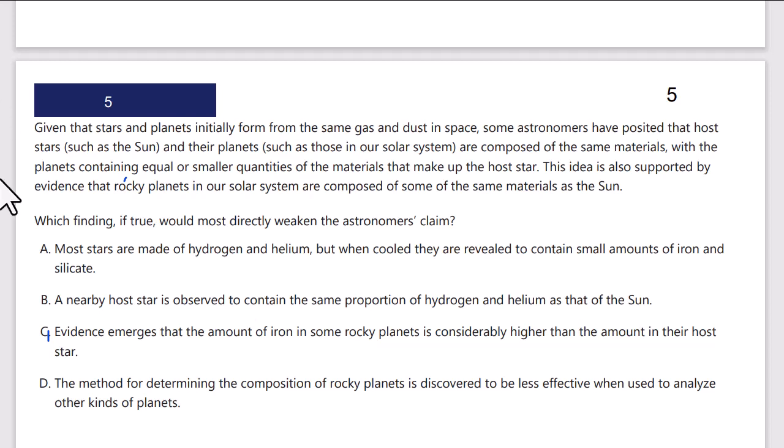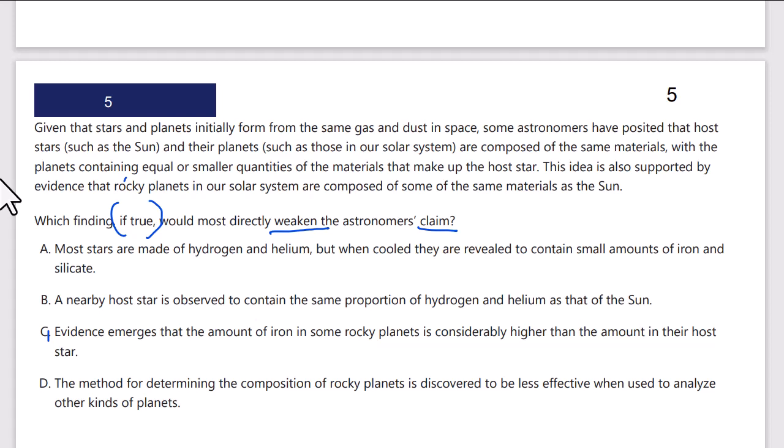Okay, the following is a command of evidence. We want to support or weaken the claim. And this is an if true prompt. So this indicates that if any of the points made in A, B, C, and D are true, you can assume they're true and then decide whether that makes sense or not.